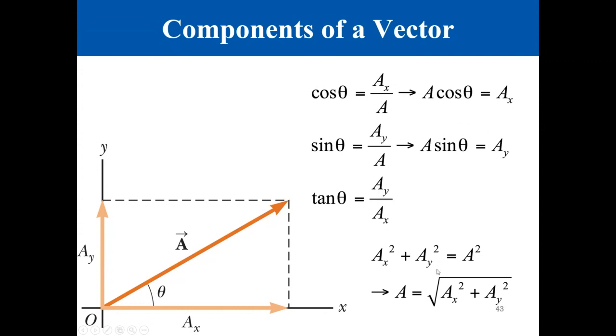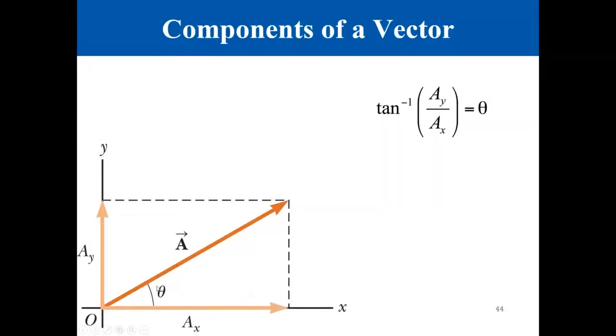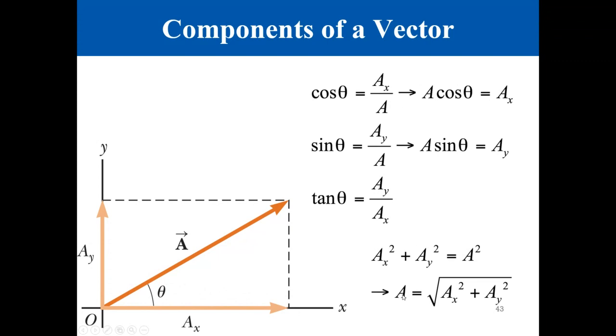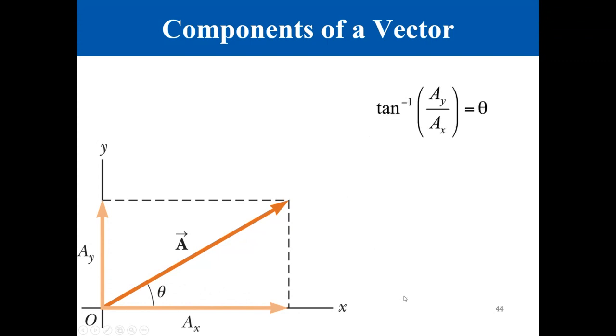And you can always go backward. The resultant A is equal to the square root of Ax squared plus Ay squared, applying the Pythagorean theorem. And the direction theta is equal to tan inverse of Ay divided by Ax. So this way you can determine the resultant, and also you can determine the direction of the resultant. So whether you have the vector in terms of its components or in terms of its full length and direction, either way, you know how to move from one representation to the other.